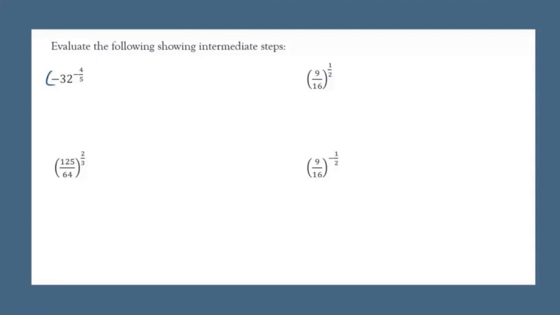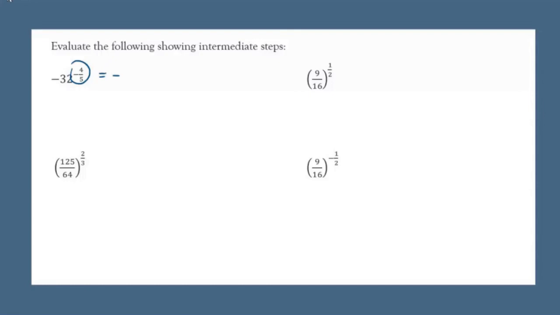Once again, that negative 32 is not in the brackets I just drew, so let's get rid of those. That means that we simply have a negative 1 multiplied by 32 raised to this exponent. It's a three-piece exponent. It's got a numerator, which tells me to take 32 and raise it to the power of 4, or multiply 32 by itself 4 times. It has a denominator of 5, which says take the fifth root of 32.